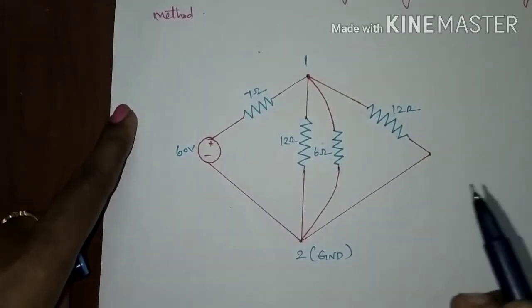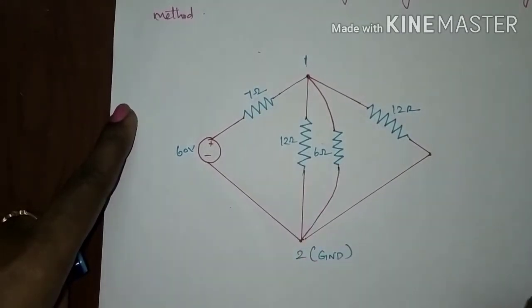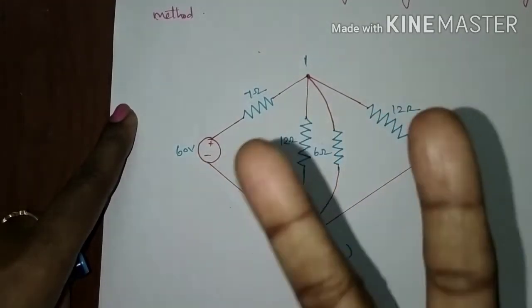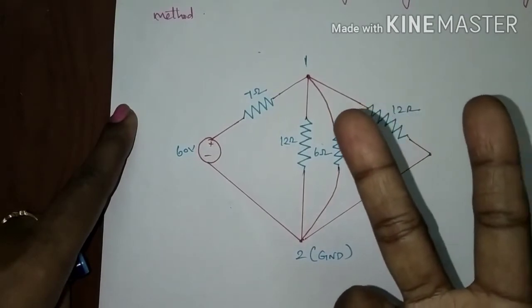If the principal nodes are 3 and you will take one node as a reference node, so you have to write an equation for 2 nodes. So the number of equations would be 2.